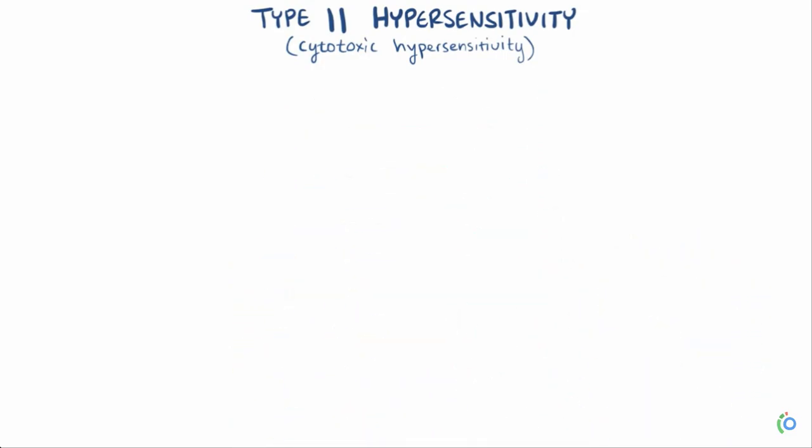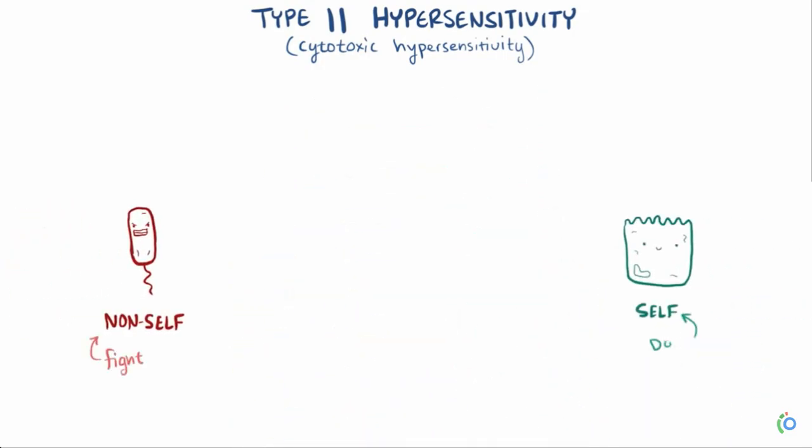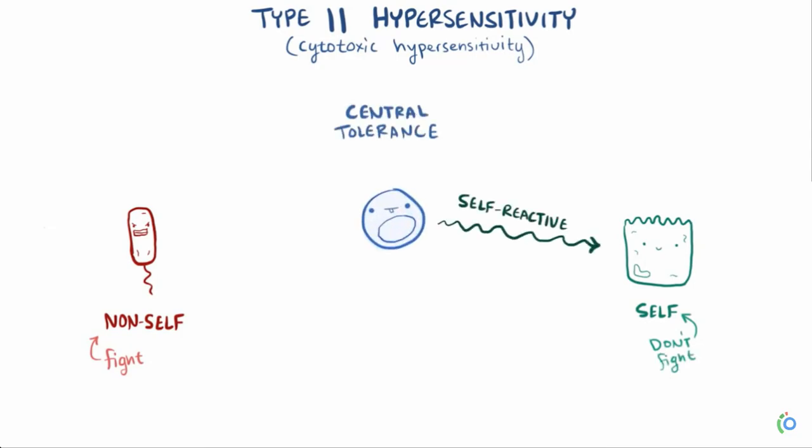So our immune system is amplifying anything that's considered not self, right? This works in part because of a process called central tolerance, which is when the immune cells that are self-reactive are destroyed.